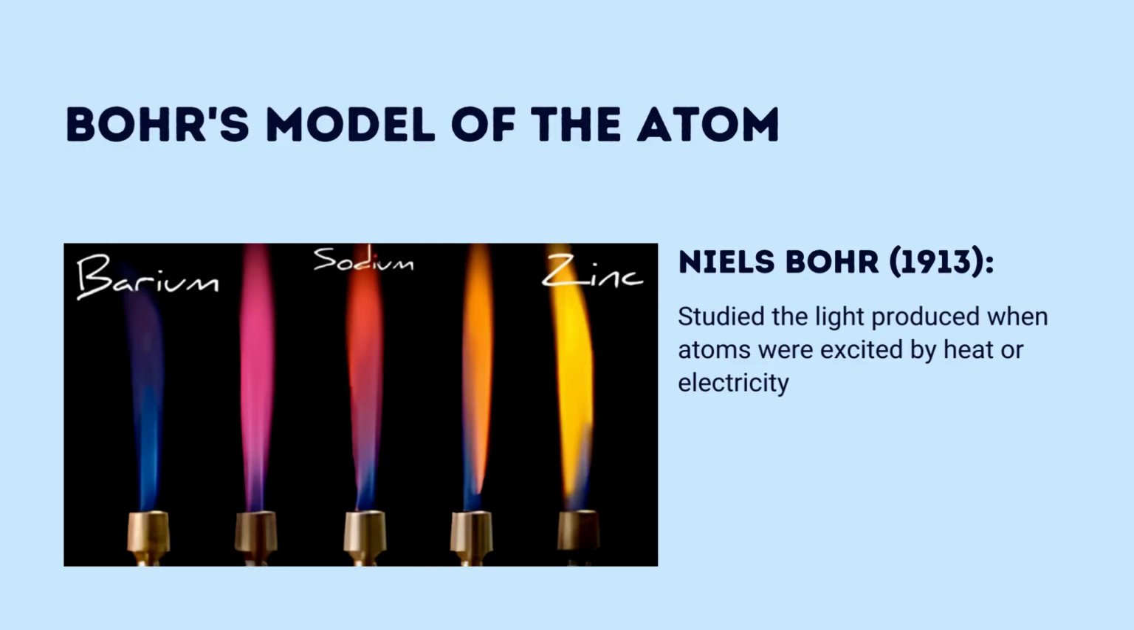Niels Bohr was a Danish physicist who made significant contributions to the understanding of the atomic structure. In 1913, he conducted a series of experiments where he studied the light produced when atoms were excited by heat or electricity. This led to the development of his atomic model, which proposed that electrons exist in discrete energy levels around the nucleus. This model was a major breakthrough in our understanding of the atom and helped to explain many of the properties and behaviors of elements. Bohr's work laid the foundation for further research in the field of quantum mechanics and has had a lasting impact on the field of physics.